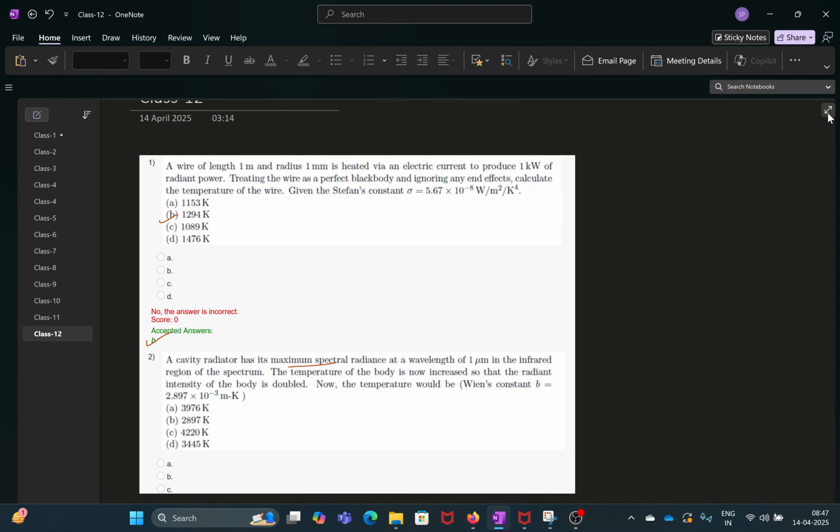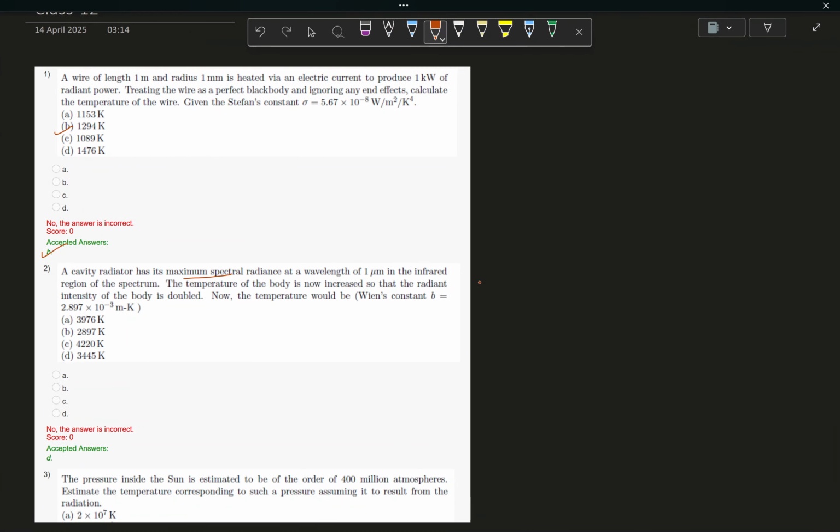Okay, so we are at the second question. Here we consider the cavity radiator, that is the object that is emitting the radiation in this case, and there is a mention of the maximum spectral radiance at some wavelength, right? Whenever you see this terminology, maximum spectral radiance, you have to understand that it is most likely solvable by using Wien's displacement law, because that involves the wavelength where the spectral radiance is a maximum, and its relation with temperature.